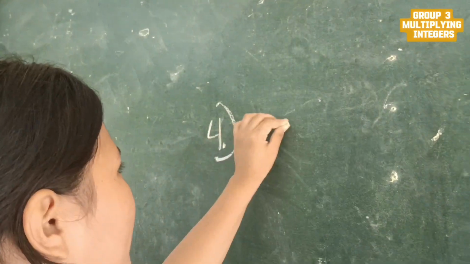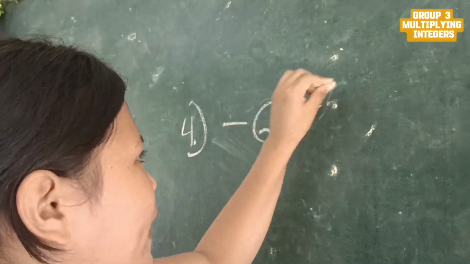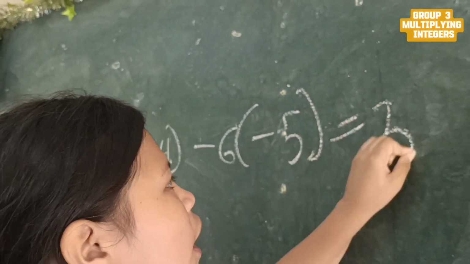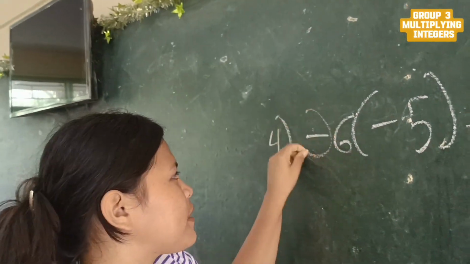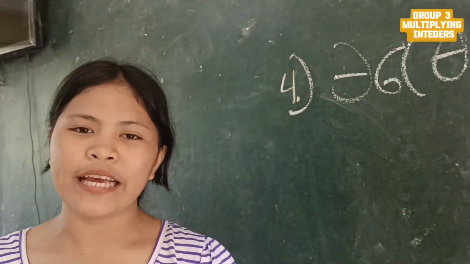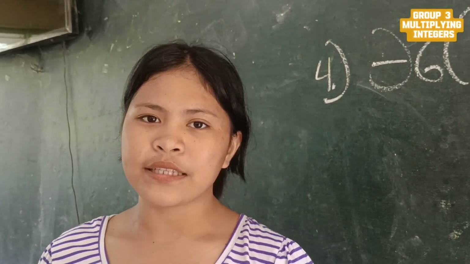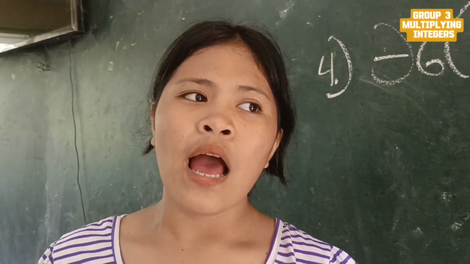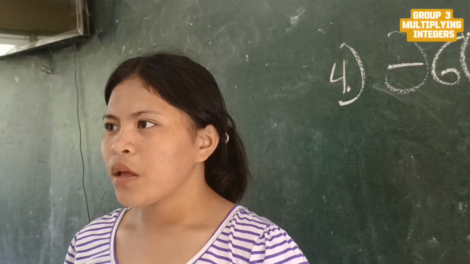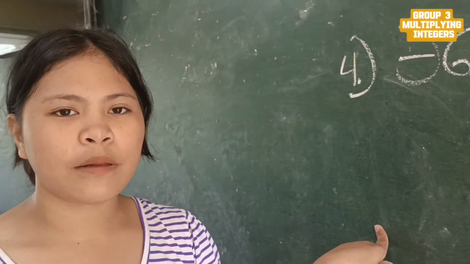Fourth example, negative 6 multiplied by negative 5 is equal to 30. If two numbers have the same sign, we will follow rule number 1. Negative multiplied by negative, the product is always positive. It is also the same as positive multiplied by positive. Therefore, negative 6 multiplied by negative 5 is equal to positive 30.